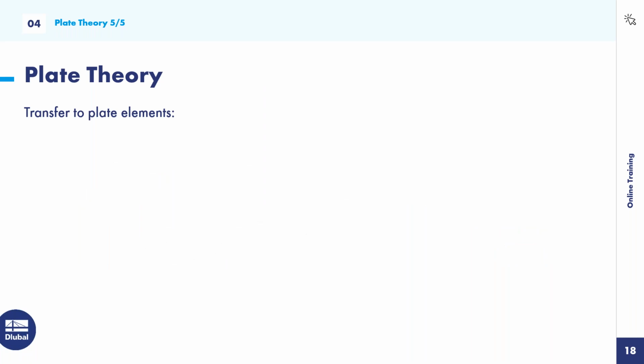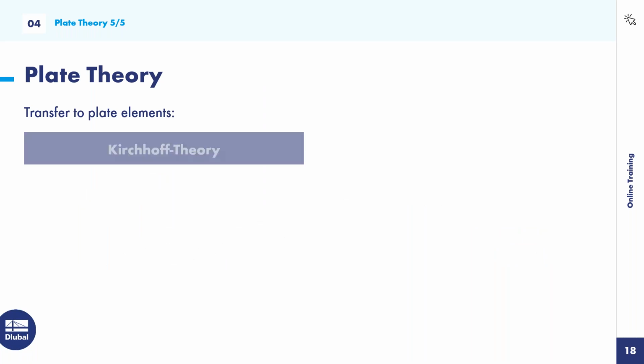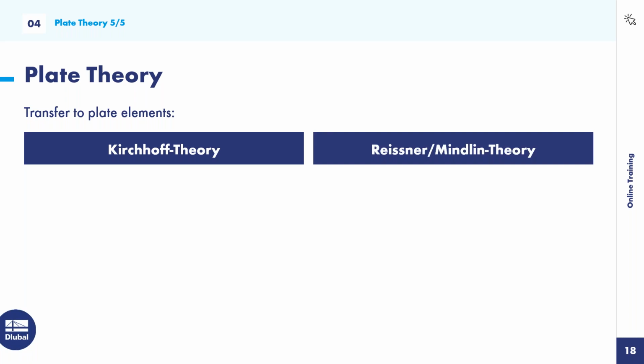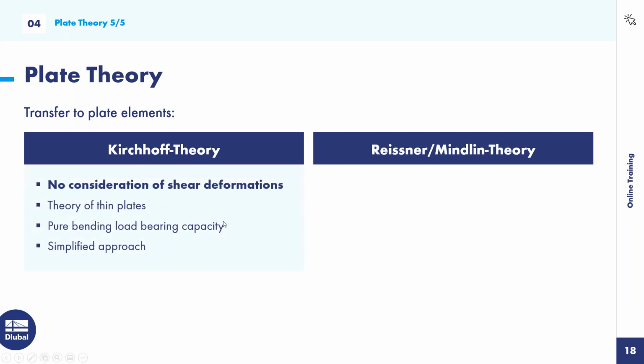And just to summarize these two theories again, the Kirchhoff theory and the Reissner-Mindlin theory. So with the Kirchhoff theory, again, we don't take shear deformations into consideration. And so basically this theory yields great results when used for very thin plates. For example, concrete slabs work great, and for pure bending load bearing capacity. And so this is just a simplified approach.